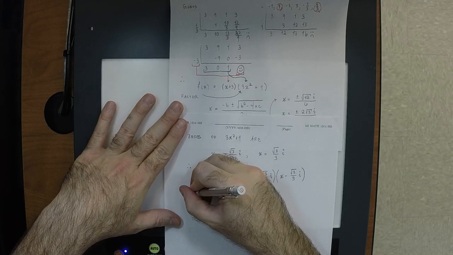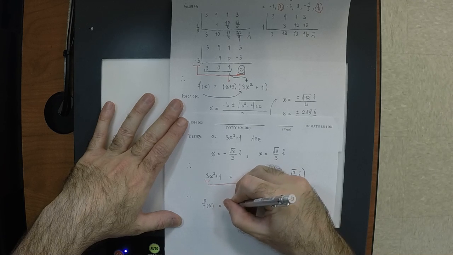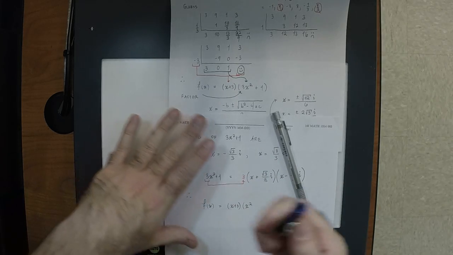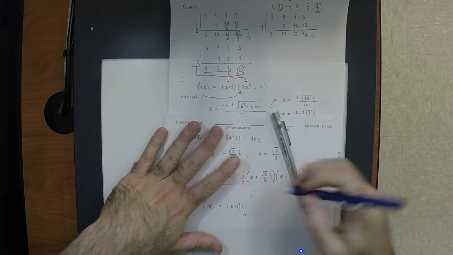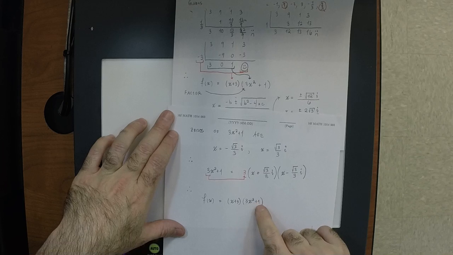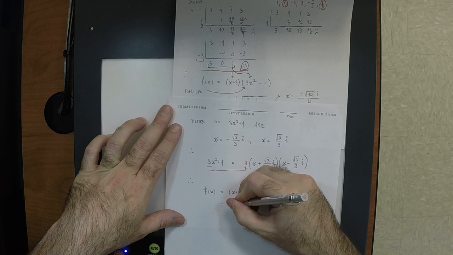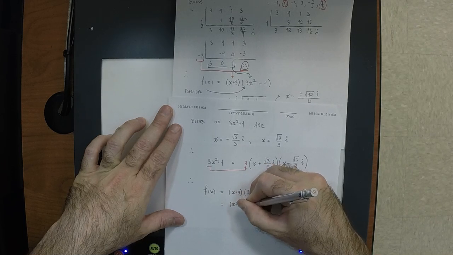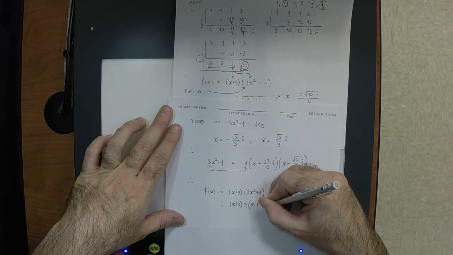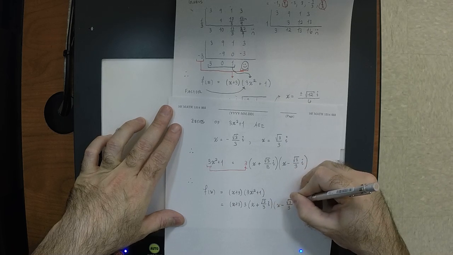And so therefore, f of x is equal to x plus 3 times x squared plus times blah, blah, blah, blah. Times 3x squared plus 1. So we just got finished factoring this into that. So its factorization is x plus 3 multiplied by 3 multiplied by x plus square root 3 over 3i multiplied by x minus square root 3 over 3i.